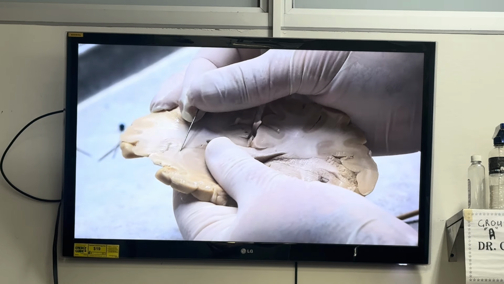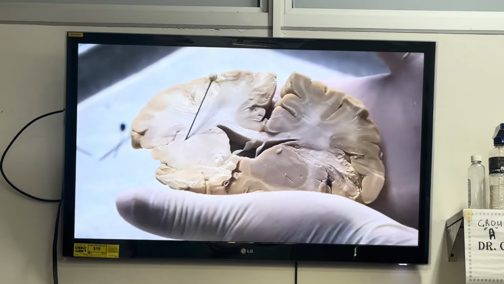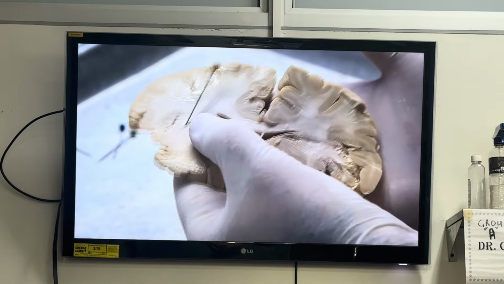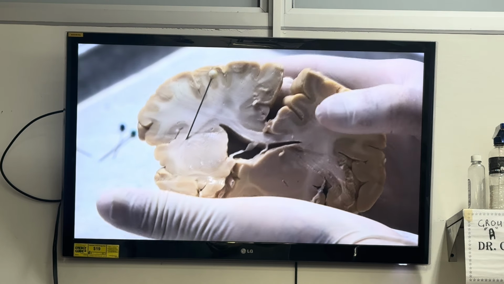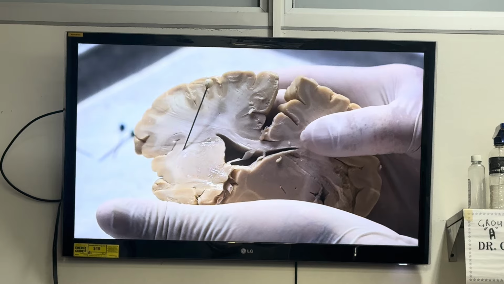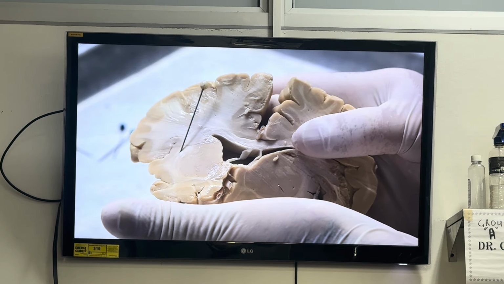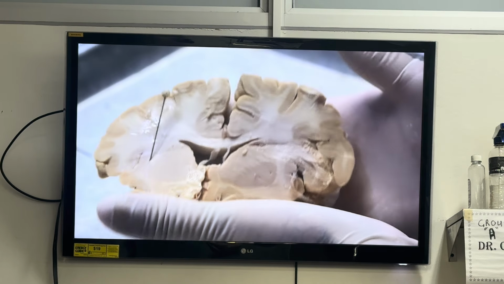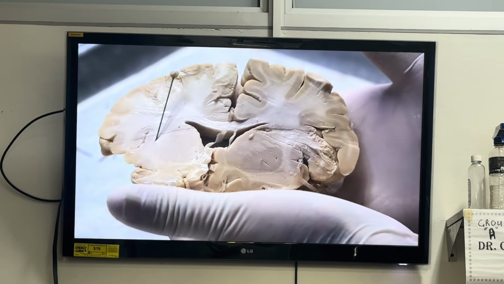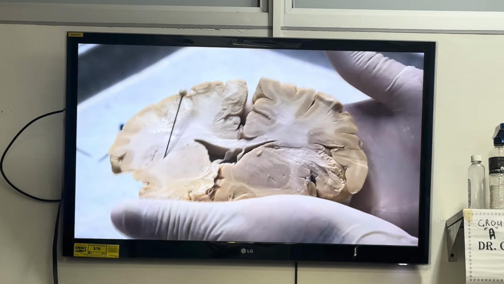Yes, that's the claustrum. So you would have your putamen. After that you have the external capsule, claustrum, extreme capsule, and after you will have the insula. Remember the insula?